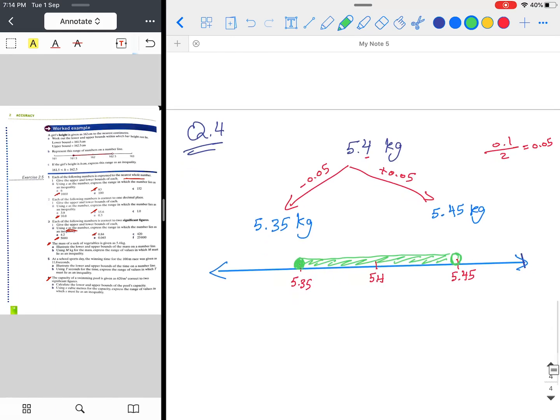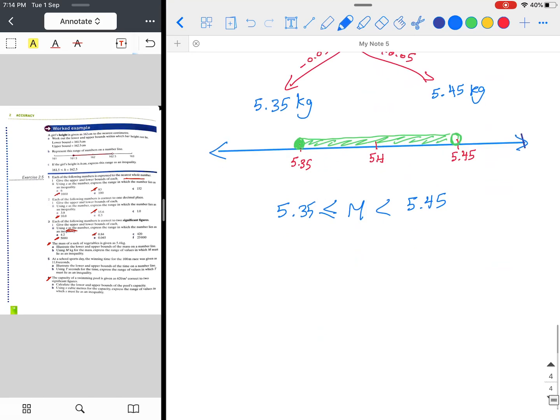Also in part B he said using m kg for the mass, express the range of values in which m must lie as an inequality. So I'll say here that m must be greater than or equal to 5.35 and smaller than 5.45.